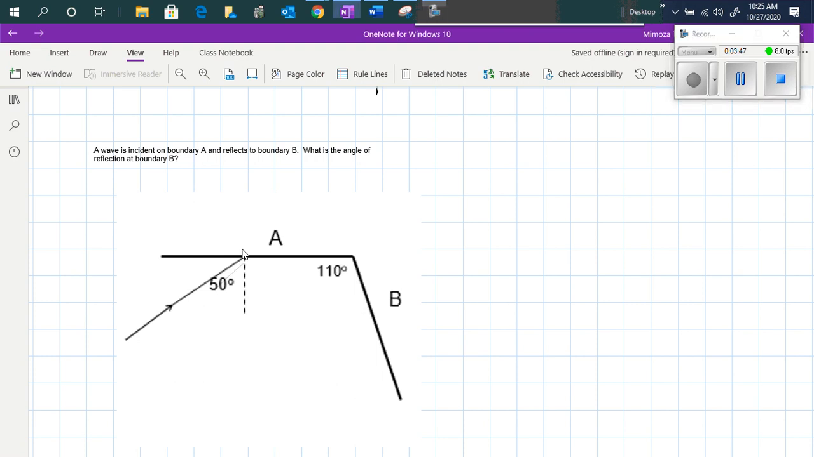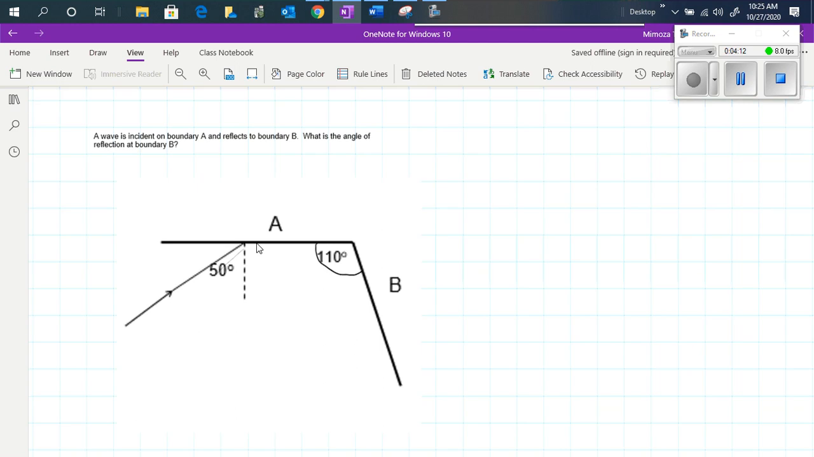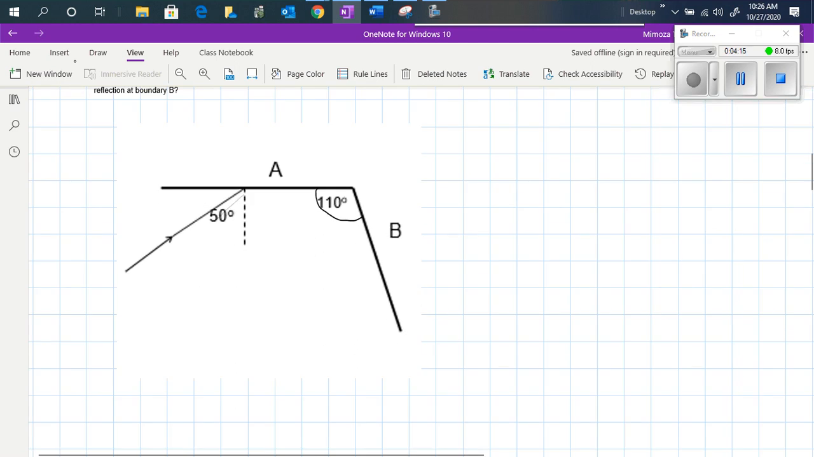Let's figure out now what is happening with the wave that is traveling and hitting surface A. But surface A and surface B create between each other a 180-degree angle. So what is happening with the wave? What is the way that the wave will travel in this case? The wave is incident on boundary A, on surface A, and reflected to boundary B. What is the angle of reflection at boundary B?